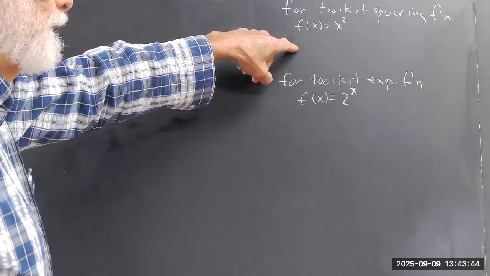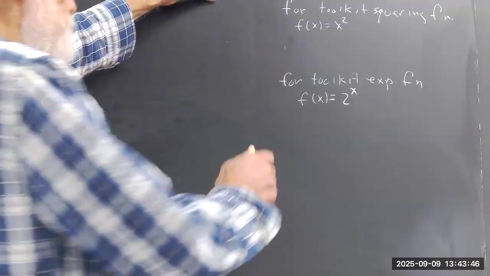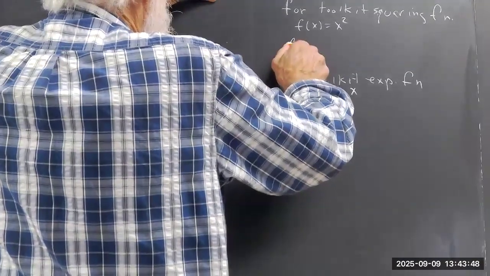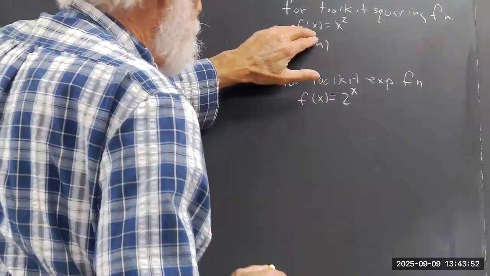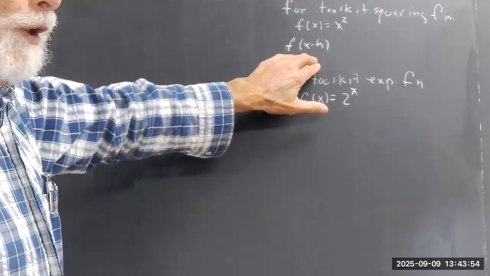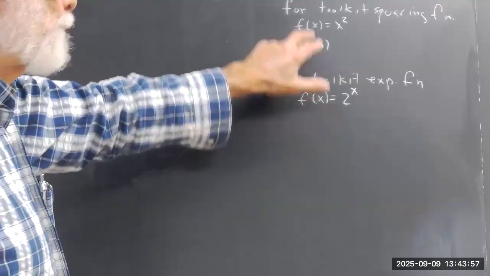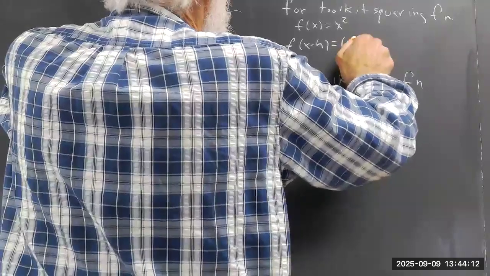You got f of x equals x squared. So what is f of x minus h? How do you get from f of x to f of x minus h? Well, x is being squared, so that makes sense.